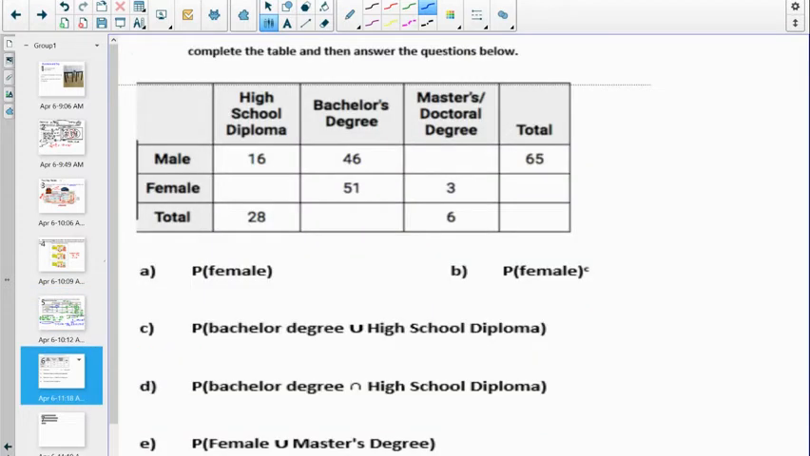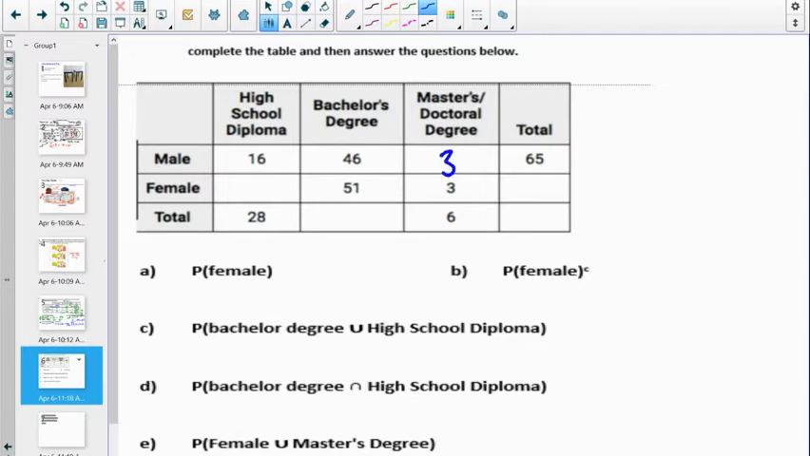Now we're going to go on and do another one here. Okay, so let's first complete the Venn diagram. So we have 16 plus 46 plus blank equals 65. So we'll take 65 minus 16 minus 46 to get us 3 here.